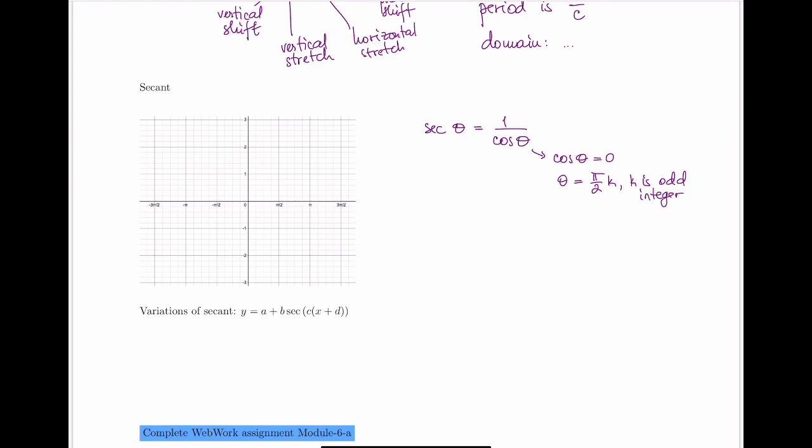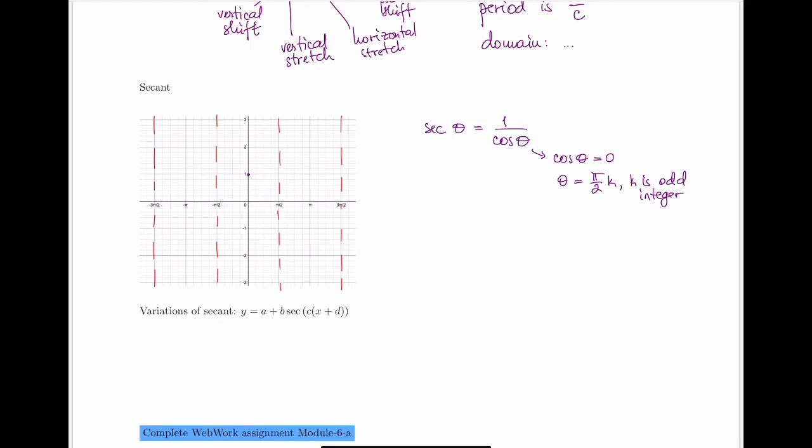So in this case, I'm going to have the exact same asymptotes as I did for the tangent graph. But now notice that the secant only involves cosine. Tangent had sine over cosine. Here, it's a reciprocal of cosine. So maybe it's a good idea to start with the graph of cosine and then see what happens there.